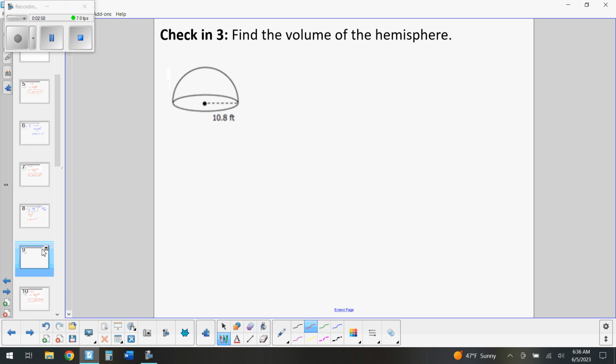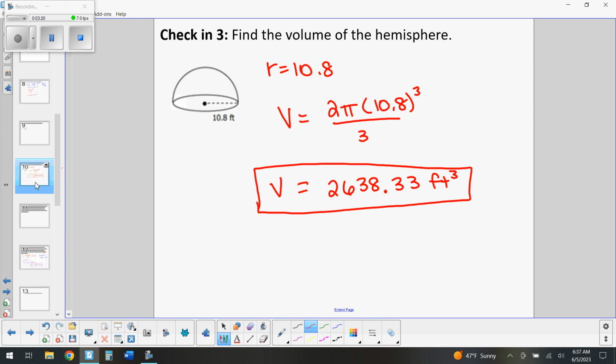So you go ahead and try this one. Pause when you're ready to see the answer, hit play. All right, so with a radius of 10.8, we have 2 pi 10.8 cubed over 3. That's a volume of 2,638.33 cubic feet.